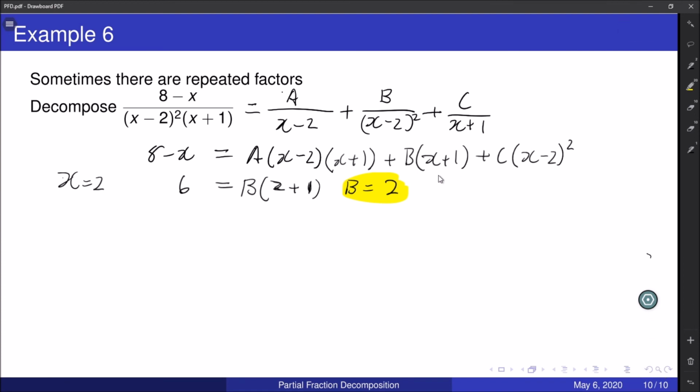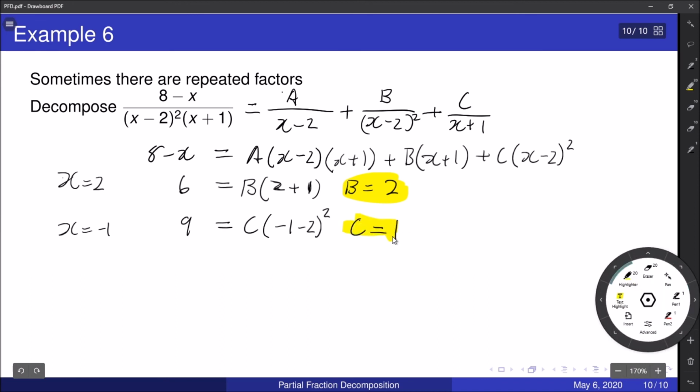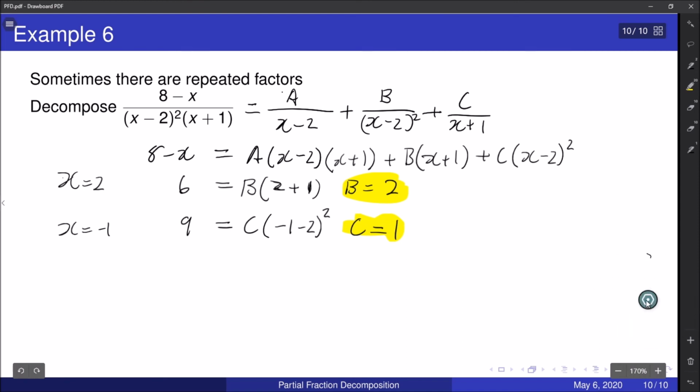Next one, by making x equals to -1, we eliminate a and we eliminate b, and we can find what c is. 8 minus -1 is 9, so that equals c times -1 minus 2 squared, which gives us -3 squared, which is 9, so c equals 1. Okay. Once we have found both b and c, we can just find what a is now.